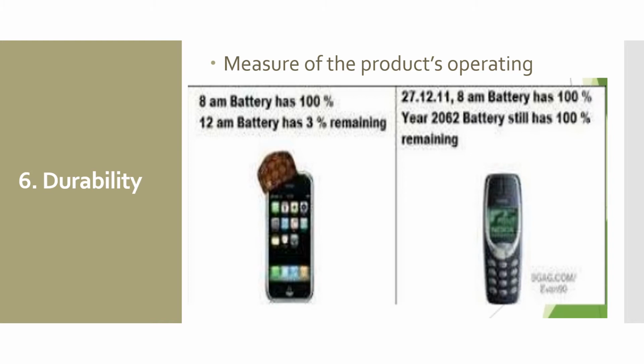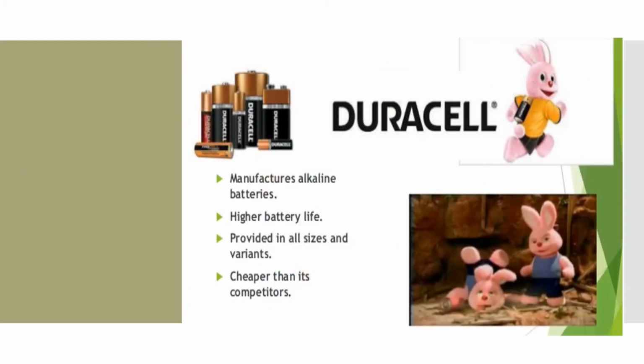Another example is that in the tough and competitive laptop market, there are some laptops which stand out. These are the ones made for mountaineers and harsh environment researchers, so their cost is very high compared to normal laptops. Okay, another example of durability is Duracell. Its differentiation is that it manufactures alkaline batteries with higher battery life, provided in all sizes and variants, and cheaper than its competitors.